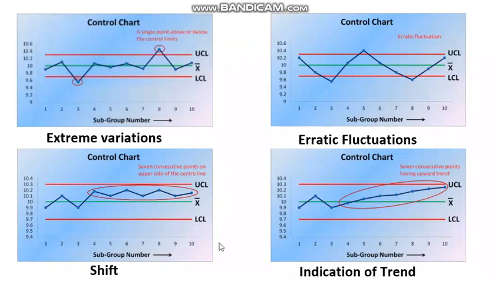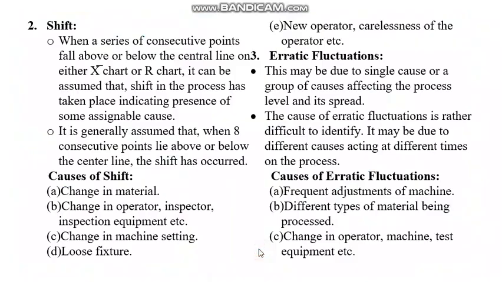Now there are three more here: erratic fluctuations, shift, and indication of trend. Let us see these things also. Second is shift. Shift means what? When a series of consecutive points fall above or below the center line on the Xbar chart or R chart, it can be assumed that a shift in the process has taken place, indicating the presence of some assignable cause.